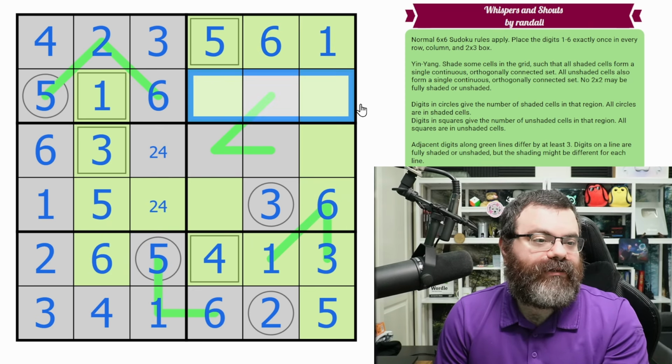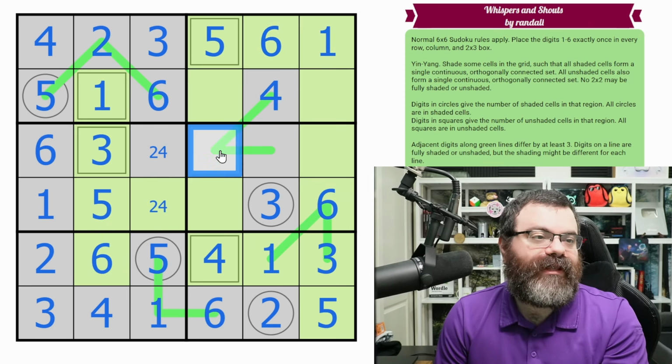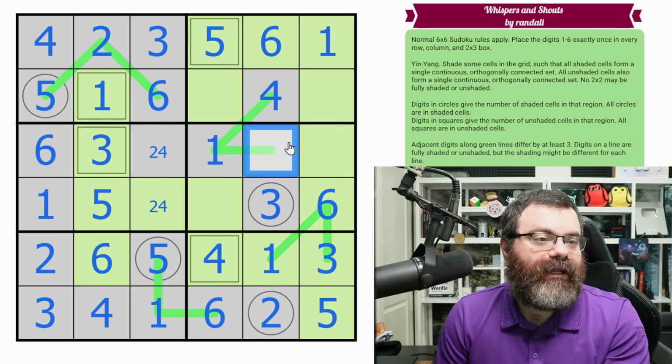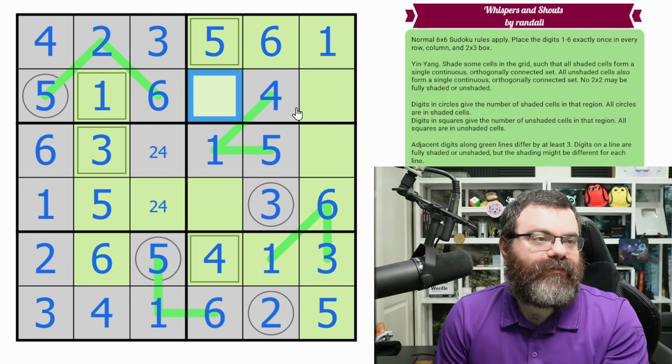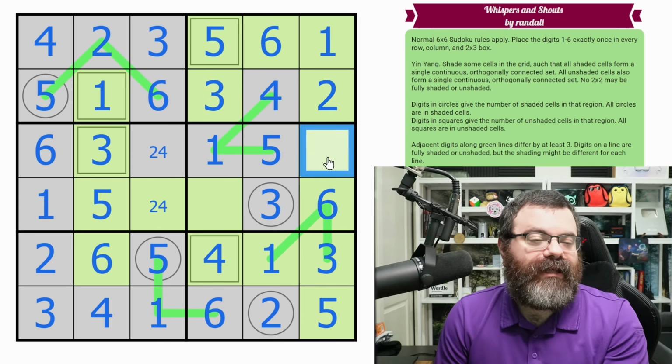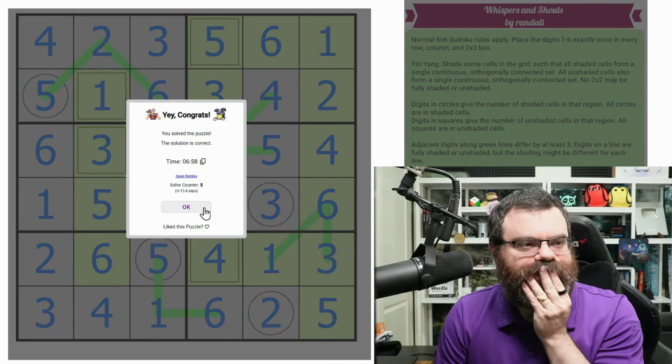2, 3, 4 here. 2 and 3, that places the 4. That only 1 can be next to 4. And then this just finishes the column with the 5. We need a 2 and a 3. So that's our 2, that's our 3, because of that 3 down there. And then we need 2 and 4. So that's 4, 2, 4, 2, and we're done.